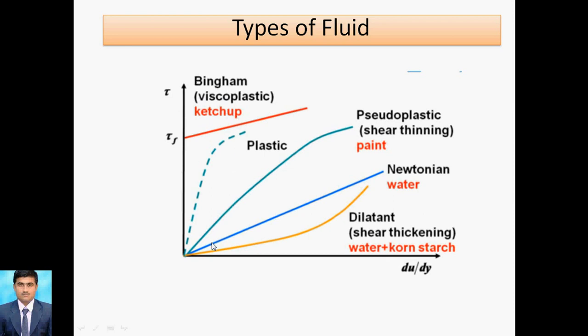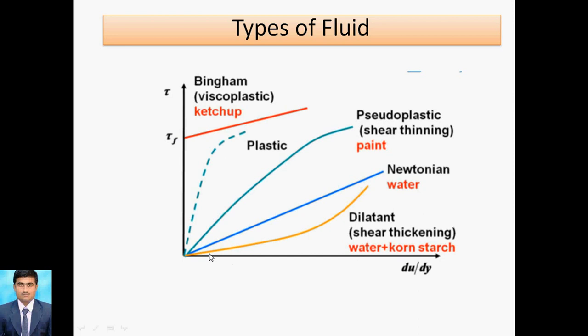So this is an example of ketchup, a fluid called Buckingham. Okay, the next we can discuss here is the dilatant. In a dilatant fluid, the dynamic viscosity increases as the rate of shear strain increases. An example is water plus corn starch. This is shear thickening, right? That is called dilatant. Then next is pseudoplastic. A pseudoplastic is a non-Newtonian fluid. An example is paint. It has a non-linear relationship between shear stress and shear strain.